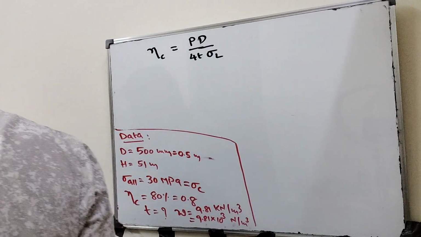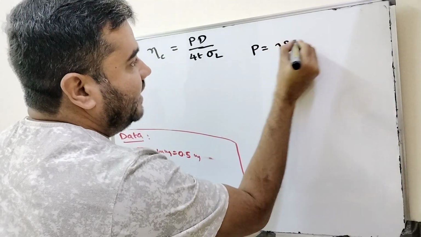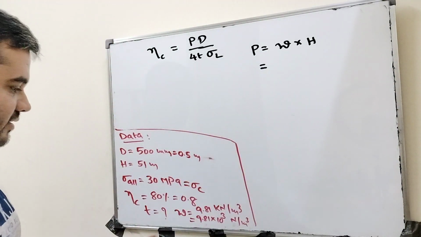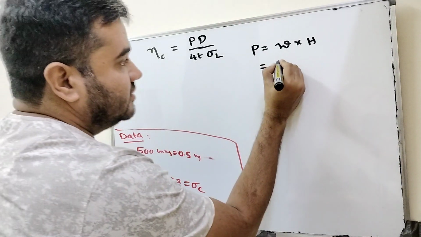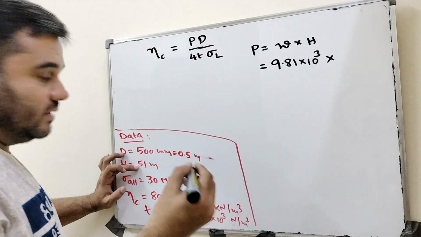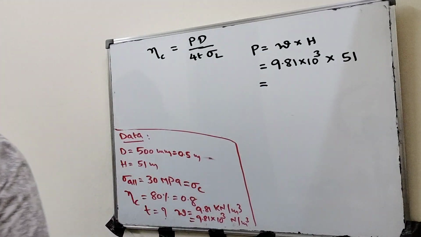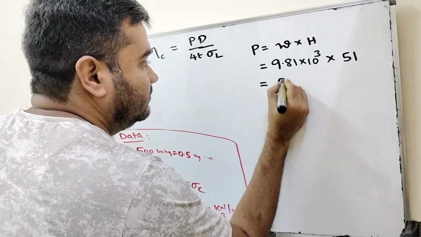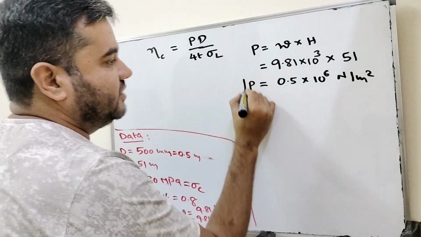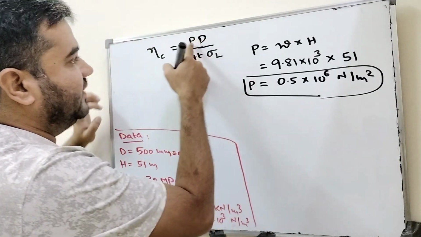To calculate P, he is given the specific weight of the water and the height of the water. So P equals specific weight into height. The specific weight is 9.81 into 10 raised to 3 Newton per meter cube, into the height, 51 meter. All are in meters. Now calculate the pressure. If you simplify, that is 0.5 into 10 raised to 6 Newton per meter square. This is the pressure P.